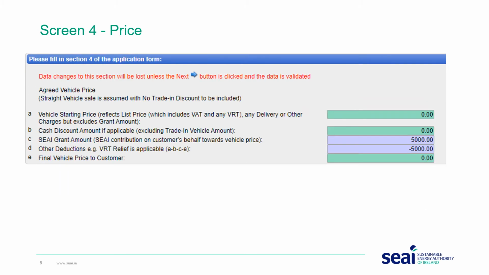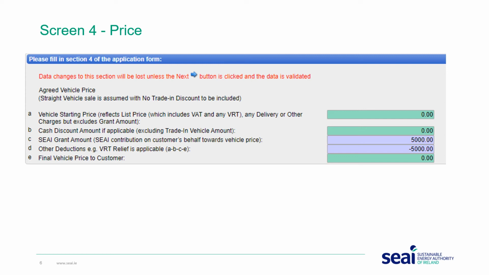Complete the costs for the car. The fields in green have to be completed by the dealer. The fields in blue will auto-populate. The vehicle starting price is your dealership's list price for the vehicle and represents the full normal price of the vehicle without any VRT relief or SCAI's grant.